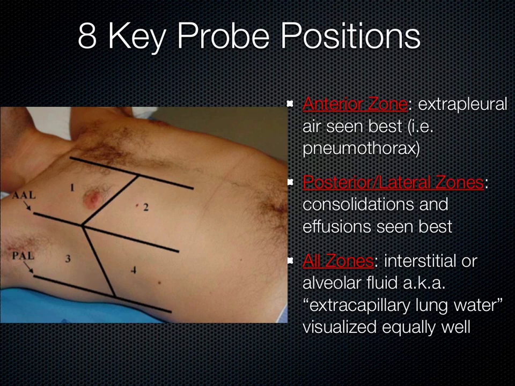So this is the zone where we focus when we're looking for pneumothorax. Posterior and laterally are the dependent zones, and in these areas we can best see consolidations and effusions. And in all zones, we should equally be able to see extravascular lung water, such as is represented in pulmonary edema, both cardiogenic and non-cardiogenic.